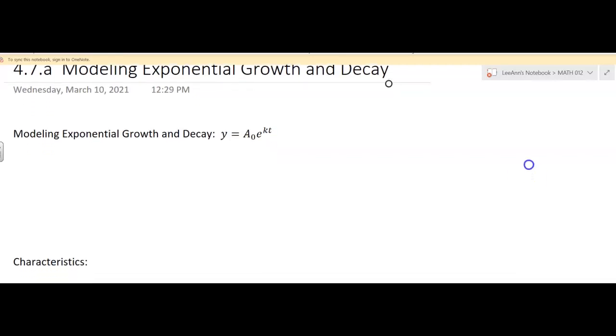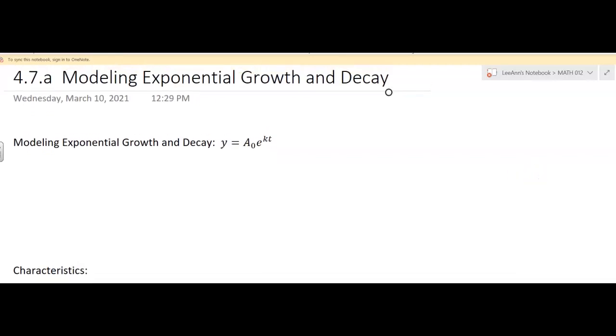Okay, so in 4.7, we're focusing on modeling, and we're first going to talk about modeling exponential growth and decay. So they give us a formula for that right here. It can also be written as A of t equals A naught e to the k t. Now we've seen similar formulas before. I like the function notation a little better, but that's just my preference.